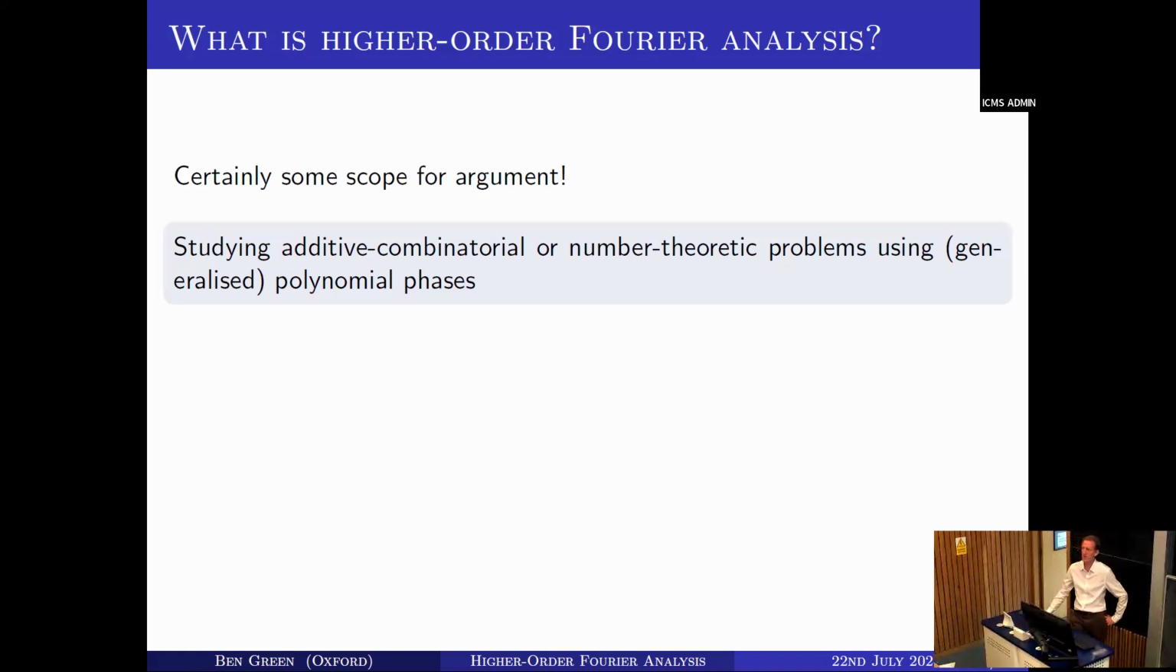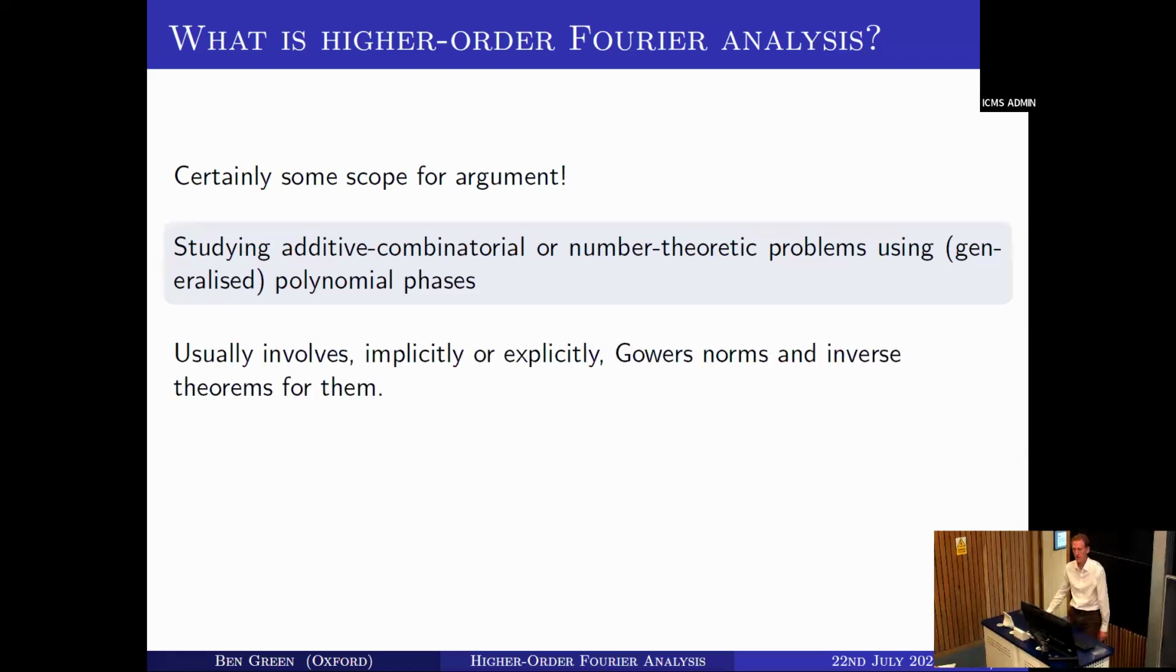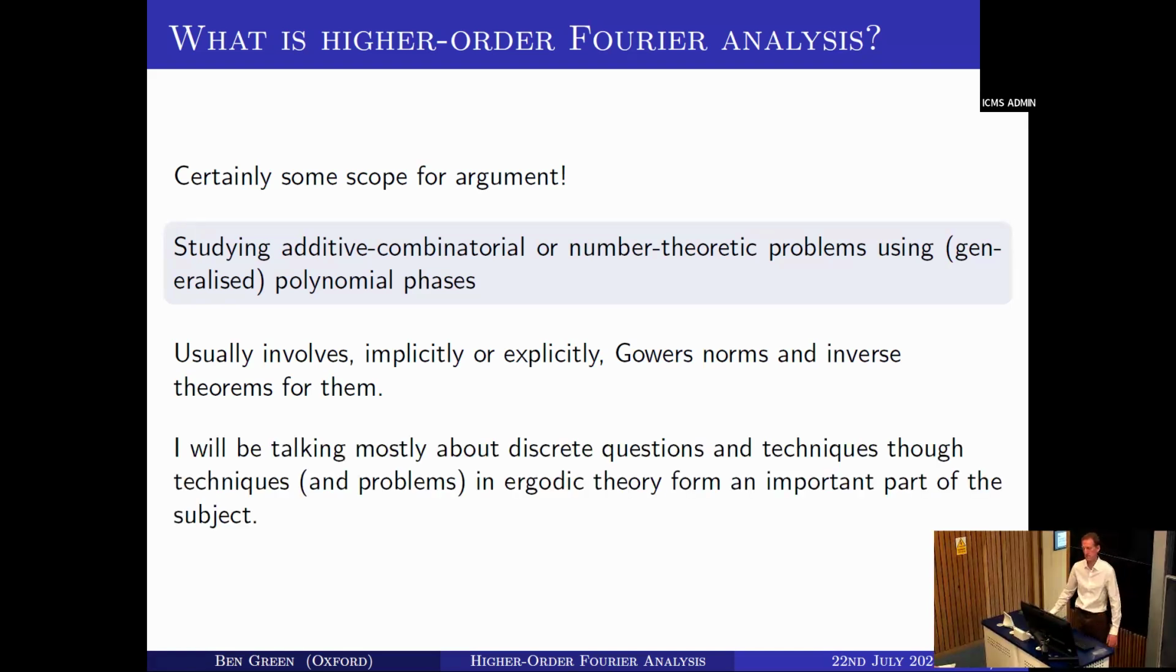So here's an attempted definition. It's where you study problems in additive combinatorics or in additive number theory using some kind of polynomial phase or generalized polynomial phase. It will usually involve somewhere, either quite explicitly or in the background, the Gowers norms and inverse theorems for them. In my talk, I'm going to be talking mainly about discrete versions of this. But there's also very much an ergodic, infinitary side to it that we'll be hearing about a few times during this workshop as well, and I'll also be talking a bit about that in my talk.